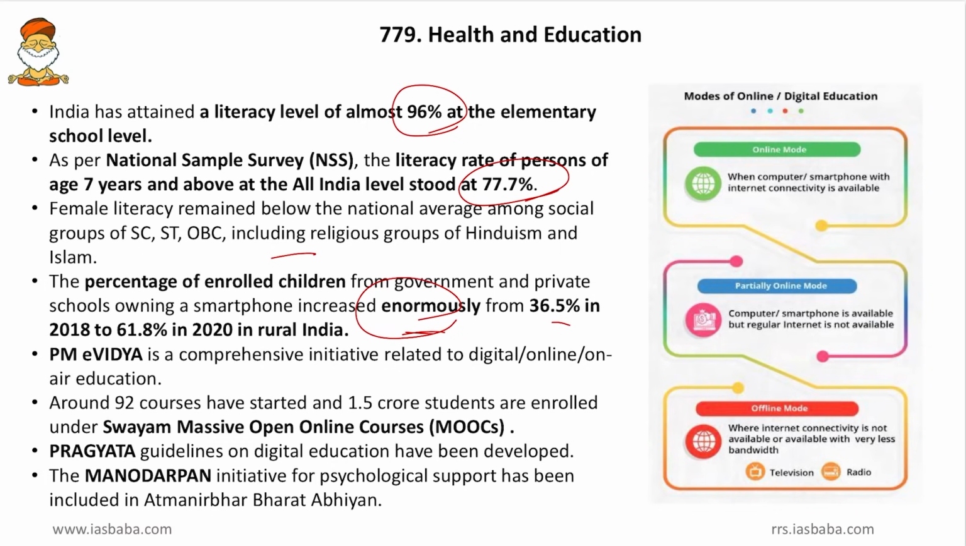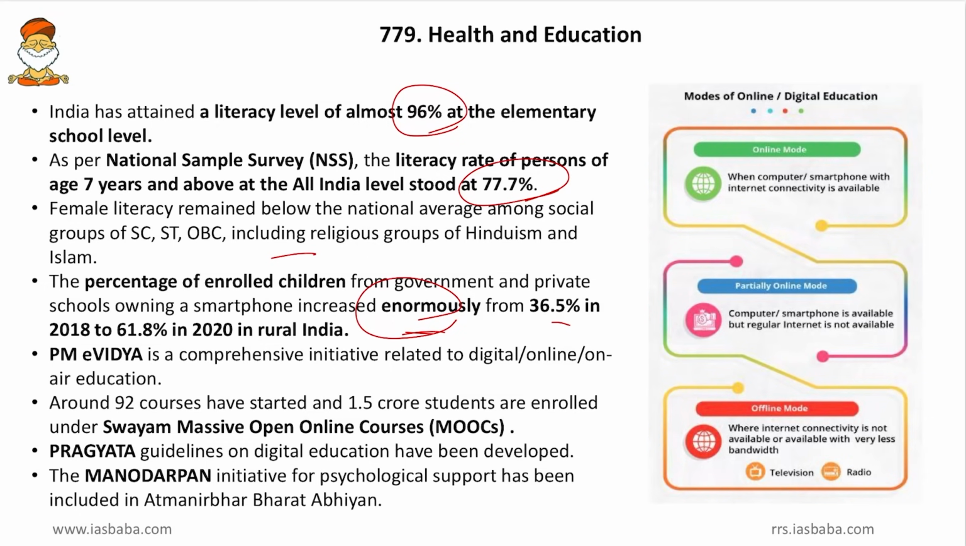Then Pragyata guidelines on digital education have been developed. So friends, Pragyata guidelines cover online classes, then online revision modules, then online tests. All these are provided in the form of guidelines. So what is Pragyata? It is guidelines released by the Ministry of Human Resource Development, which state at what time the online classes should be provided, at what point revision should be provided and how, how the tests have to be conducted, and how the grade system has to be given. So this overall set of guidelines is called Pragyata.